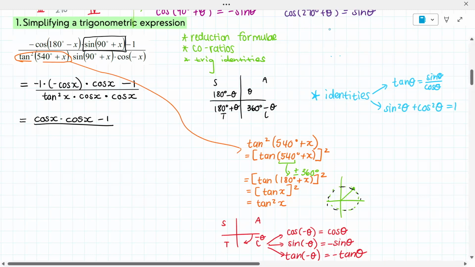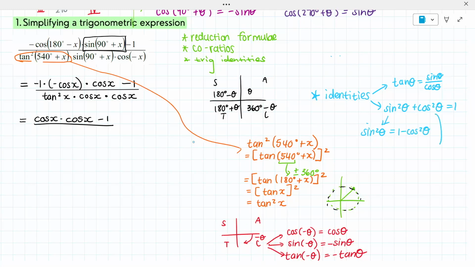So, for example, this squared identity, you can isolate sine squared, and you can have sine squared theta is equal to 1 minus cos squared theta. You could isolate cos squared theta rather, and you would have 1 minus sine squared theta. You can manipulate these identities in any way that you want to isolate the trig ratio that you want.